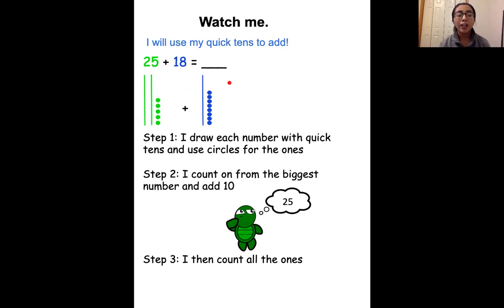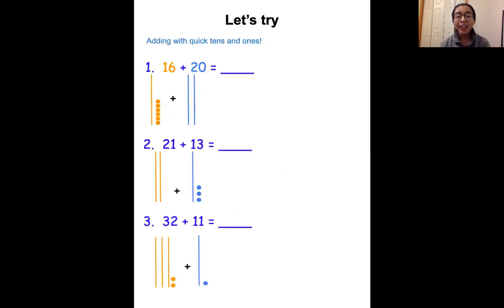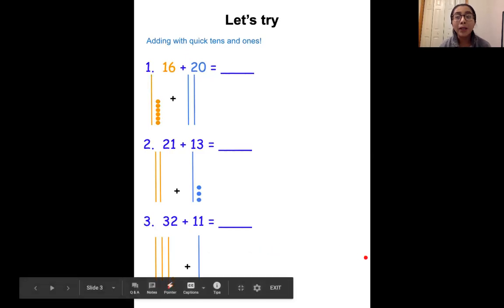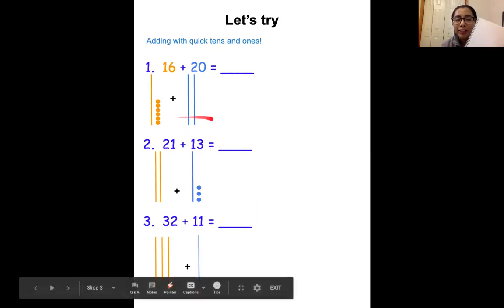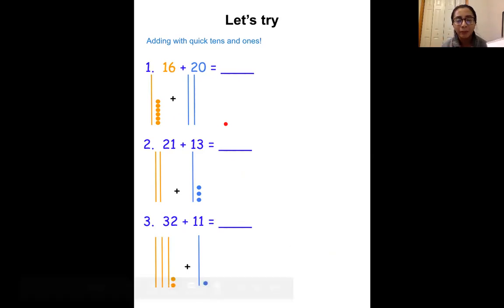All right, so now you get to practice on your own, but I already helped you out and drew out those quick tens for you. What I want you to do is have your pencil and your paper ready, and you can pause the video and make sure that you write each of these number sentences down and also draw the quick tens and the ones just like I did so that we can practice together.